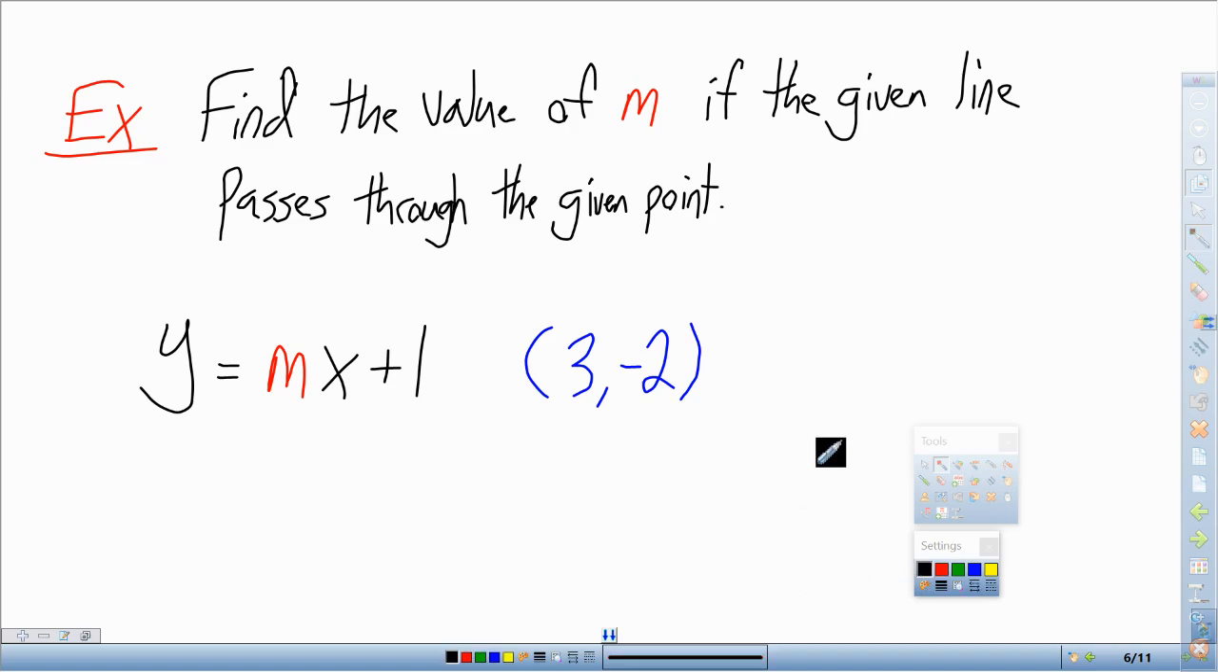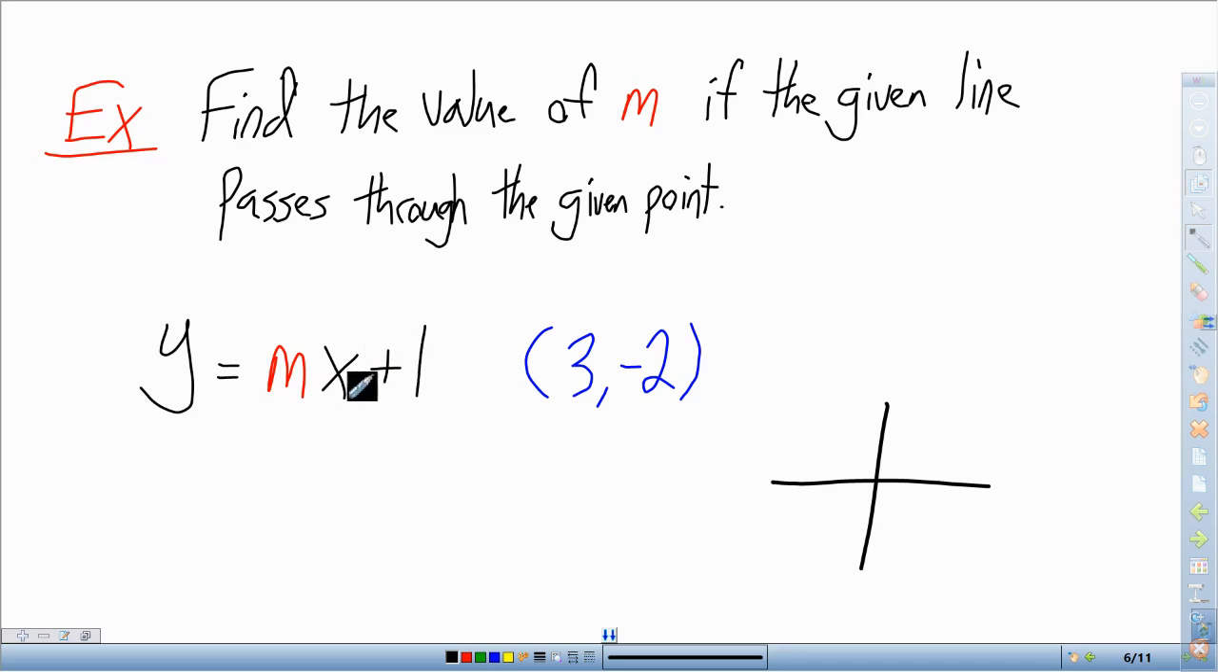Okay, so just a little, you don't need to write this, but a quick visual of what is actually going on. If our y-intercept is positive 1, our line goes through there, right? This point, 3, negative 2 would be somewhere right there. Okay, so this is our line. The question is what would the slope be? Okay, what's the rise over run?